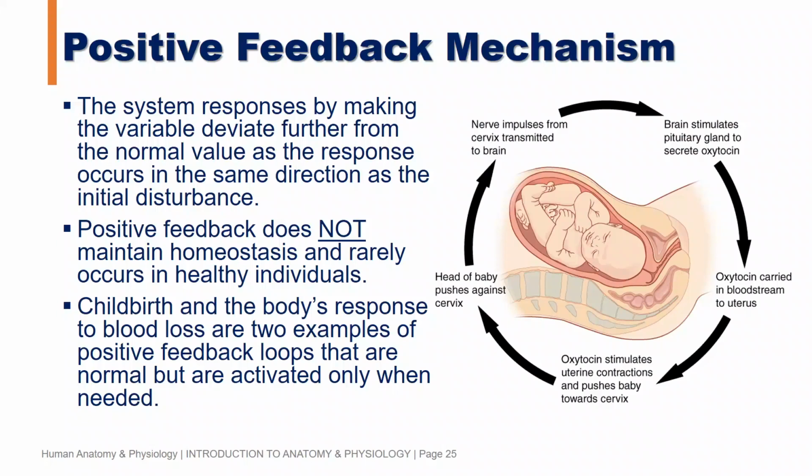An example would be when the head of a baby pushes against the cervix, and then nerve impulses from the cervix are transmitted to the brain. Then your brain stimulates the pituitary gland to secrete oxytocin. And oxytocin is carried in the bloodstream to the uterus. And then oxytocin stimulates uterine contractions and pushes the baby towards the cervix. And it goes round and round until the mother's bundle of joy comes out.